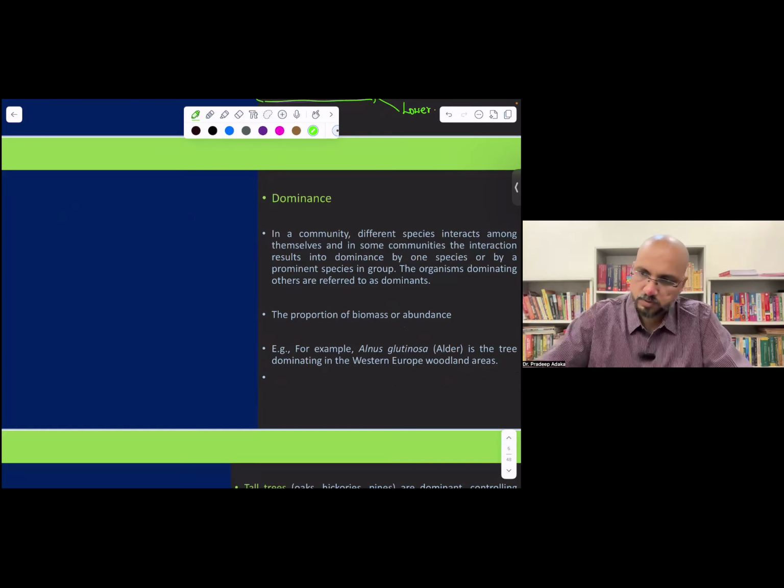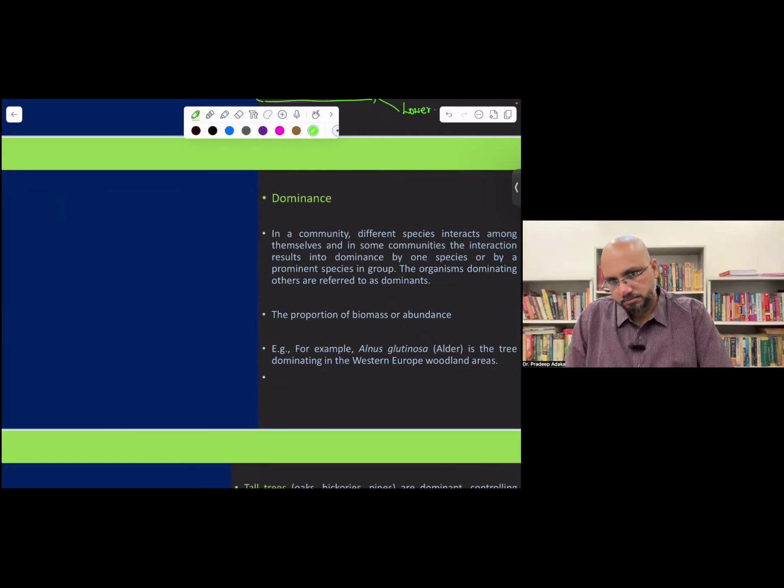Now, when we are talking about communities, some species may dominate in a community. Some species may dominate, maybe because those species are higher in number, or they have higher biomass with respect to other species. When compared to other species, the overall biomass of that species will be higher, or they are playing a very critical role, then it becomes a dominant species. So some species dominate the community.